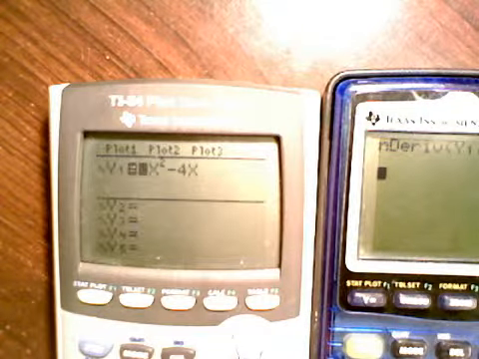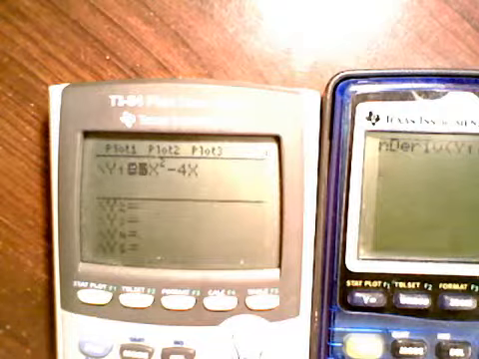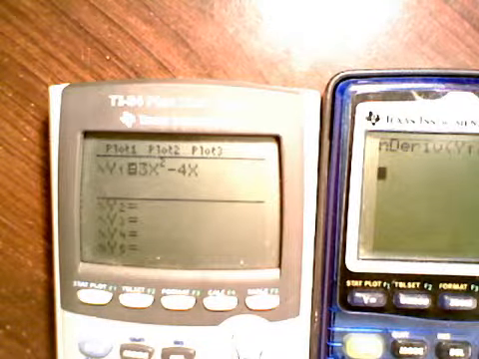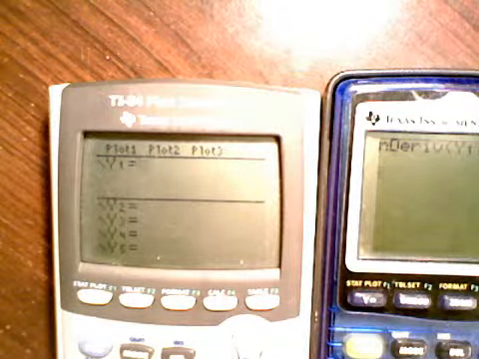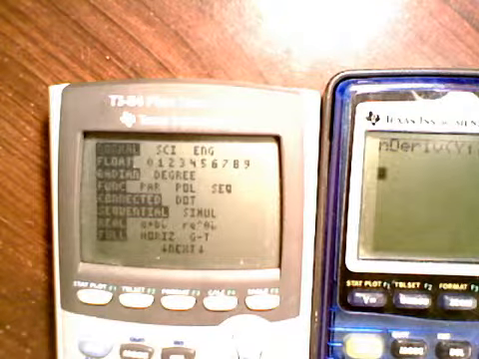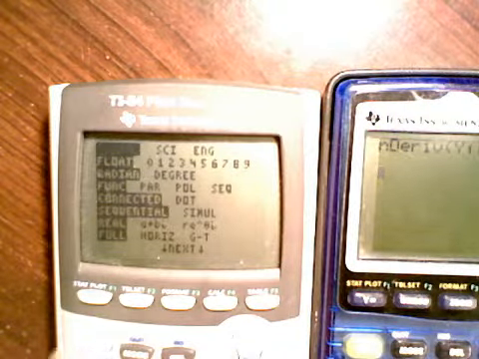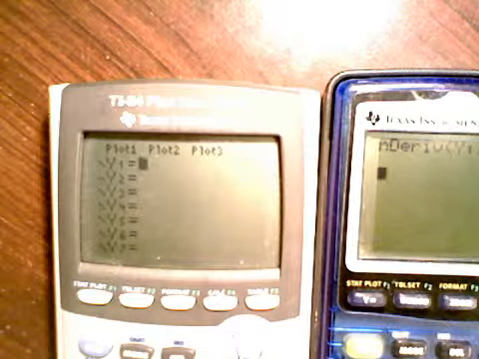Let's try to find another one. Go ahead and change the 3x squared minus 4x. Let's just change that to sine of x. Okay. First of all, make sure you're in radian mode. Okay. And type into your y1 sine of x.